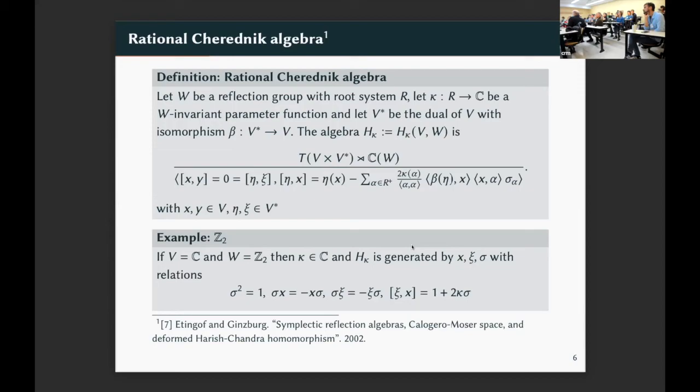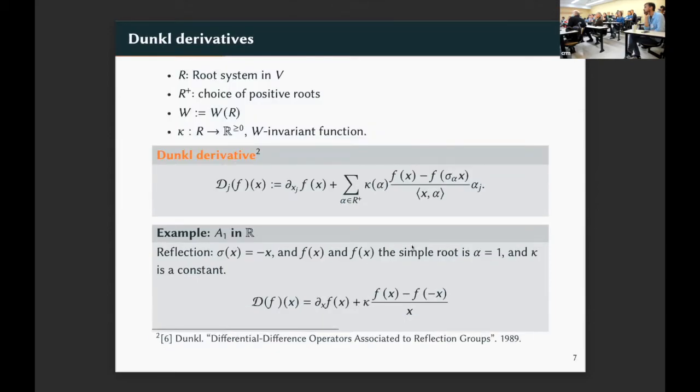They were introduced by Etingof and Ginzburg in the early 2000s. There's another way to think of the rational Cherednik algebra that is maybe simpler, certainly in my opinion, and this is by Dunkl derivatives. It will become a bit clear.